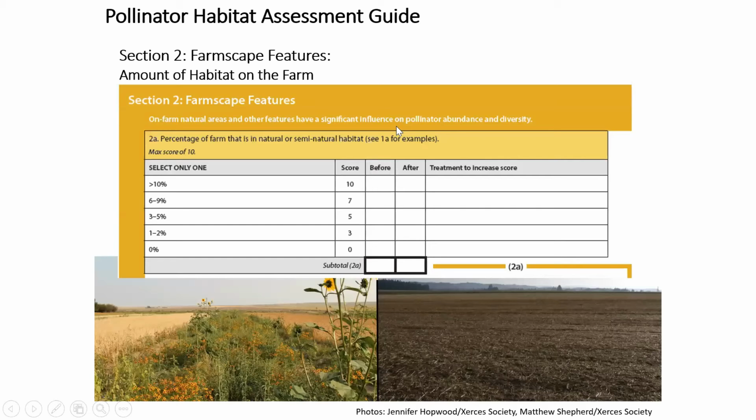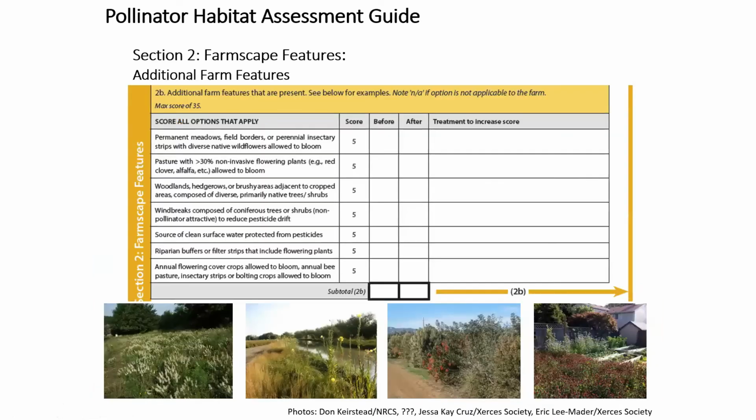Other features we look for, the farmscape. What % of your farm is in natural or semi-natural habitat? For instance, down here in this photo on the left, we've got lots of crops, but we also have some natural habitat in between, which is really good for pollinators. There are a whole bunch of additional farm features that you could look at, such as permanent meadows, pasture that has a high % of non-invasive flowering plants, such as red clover or alfalfa. Those can be good for pollinators, so on and so forth.